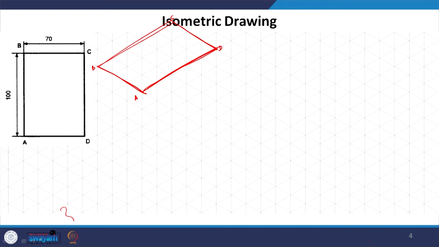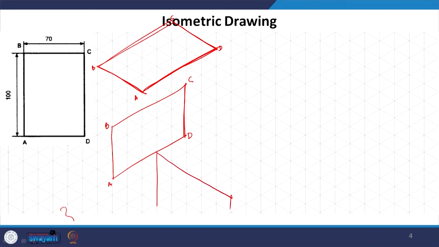Other condition, when it is perpendicular. So what we can possibly have is this, right. Now here it is going parallel to XZ. The rectangle remains the same, the dimensions remain the same, we are just measuring them on the isometric grid. So this is another simple case. The third case could be this. So this is another one.